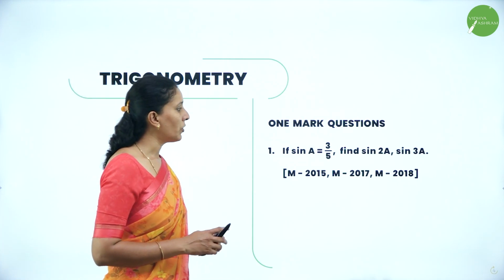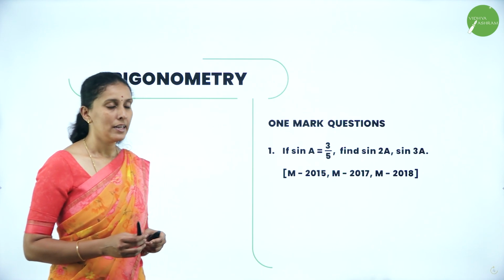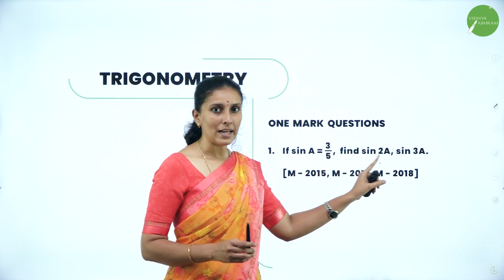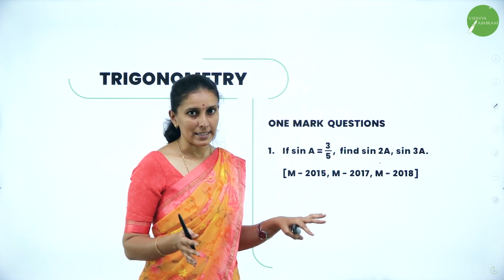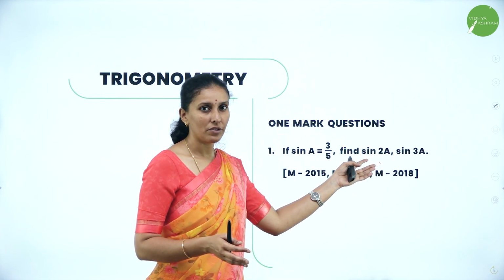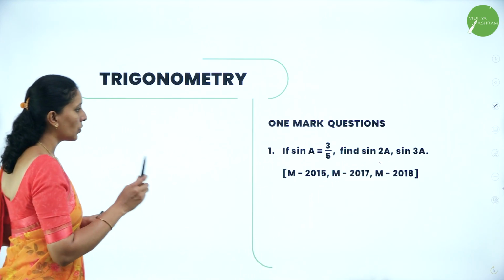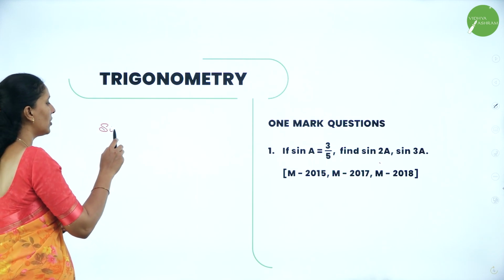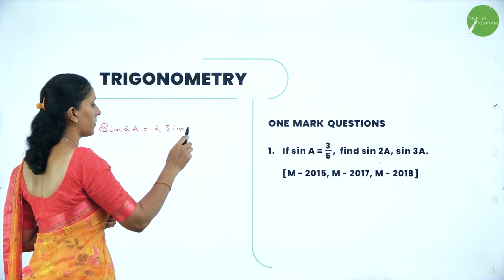If sin A is equal to 3 by 5, find sin 2A and sin 3A. Only any one of them will be asked. Either they will ask you to solve sin 2A or sin 3A. Here the year is mentioned. One time they have asked for sin 2A, the other time they have asked for sin 3A. When sin 2A is given, we know the formula of sin 2A, that is, it is 2 sin A cos A.